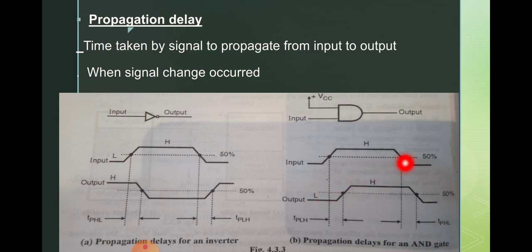Same thing happens here. Here see, the output changes from high to low when input changes from high to low. When input changes from high to low, immediately output doesn't change. It will be changed after 50% of input change. So this change is known as propagation delay. So in short, propagation delay means there is a delay to change the output when the input changes, up to the 50 percent. This is known as propagation delay.